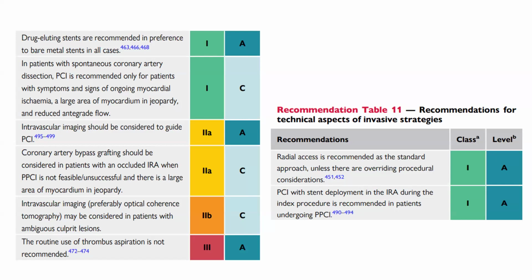Intravascular imaging may be considered. We are not using intravascular imaging as of now, and the routine use of thrombus aspiration is not recommended. Radial access is recommended unless there are overriding procedural considerations, and PCI with stent deployment in the infarct-related artery during the index procedure is recommended in patients undergoing PCI.